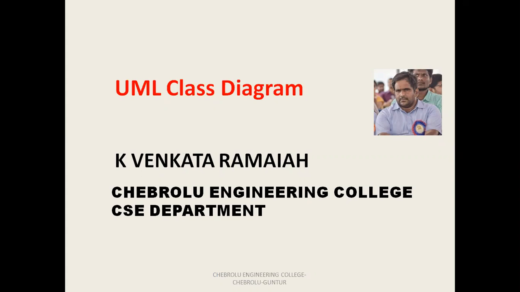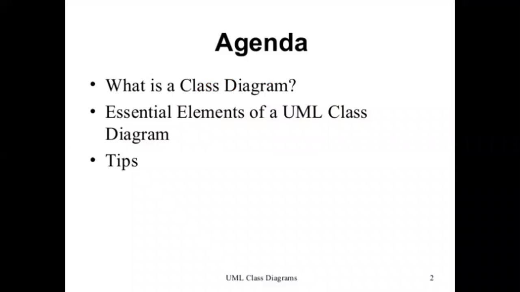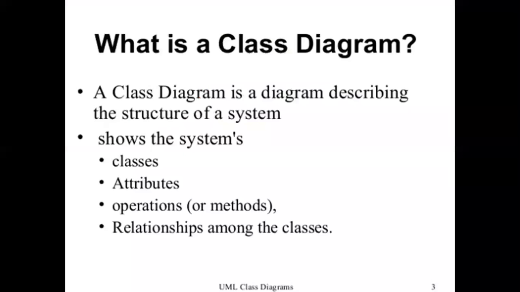Today we are discussing a UML class diagram. First, what is a class diagram? What are the essential elements in a UML class diagram? First, we are discussing what a class diagram is. A class diagram describes the structure of the system. It shows class attributes, operations, and relationships among the classes.